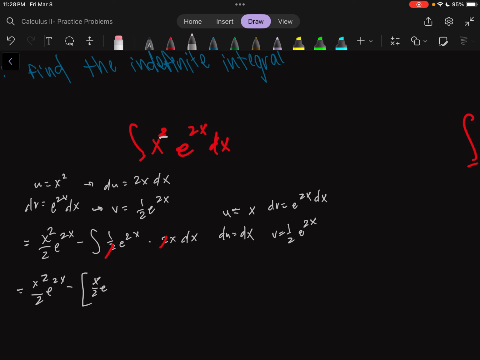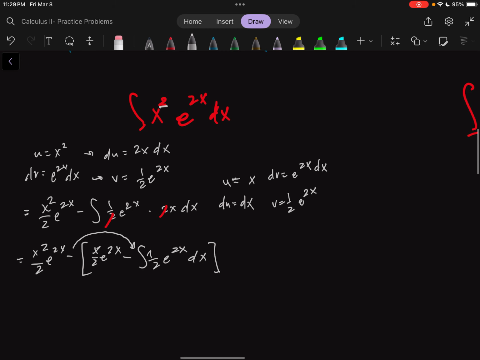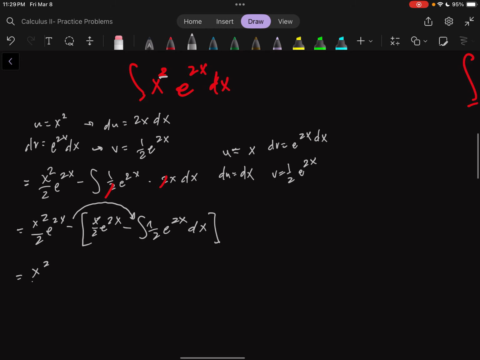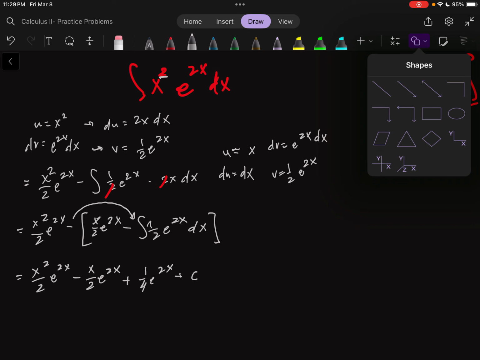x over 2 e to the 2x, minus the integral of v du, right? So this is a mistake a lot of students make, is they don't distribute this negative to this term as well. So we're going to make sure to do that. This becomes x squared over 2 e to the 2x minus x over 2 e to the 2x plus the integral of 1/2 e to the 2x, which is just 1/4 e to the 2x, because an extra 1/2 is brought out. And of course the plus c.